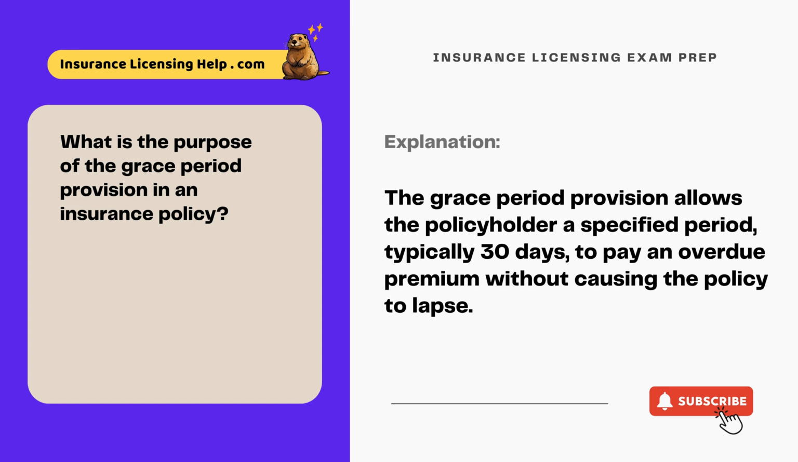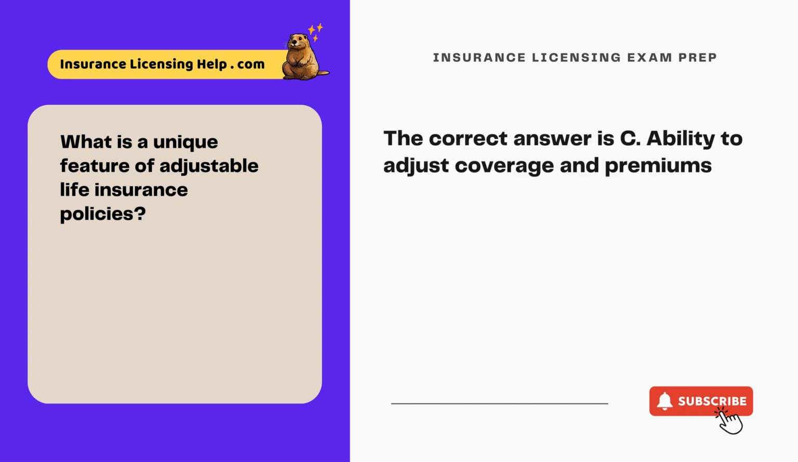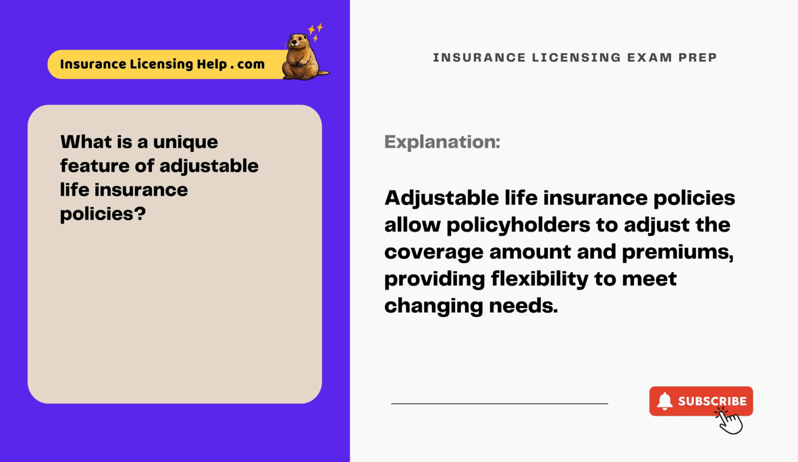the policy to lapse. What is a unique feature of adjustable life insurance policies? A. Fixed premiums. B. No cash value component. C. Ability to adjust coverage and premiums. D. Guaranteed interest rate. The correct answer is C. Ability to adjust coverage and premiums. Adjustable life insurance policies allow policyholders to adjust the coverage amount and premiums, providing flexibility to meet changing needs.